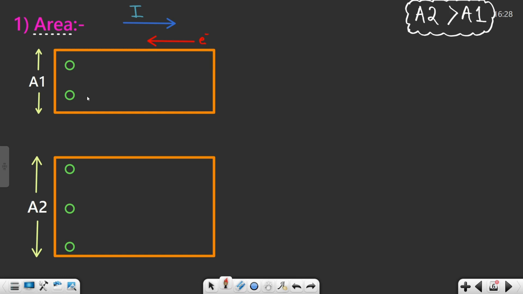Now let's assume that there are a few electrons present over here at this particular end. Let's say there are 10 electrons. What will happen is that obviously the current is flowing in this particular direction, so the electrons should flow in this particular direction, right? I hope this part is crystal clear.